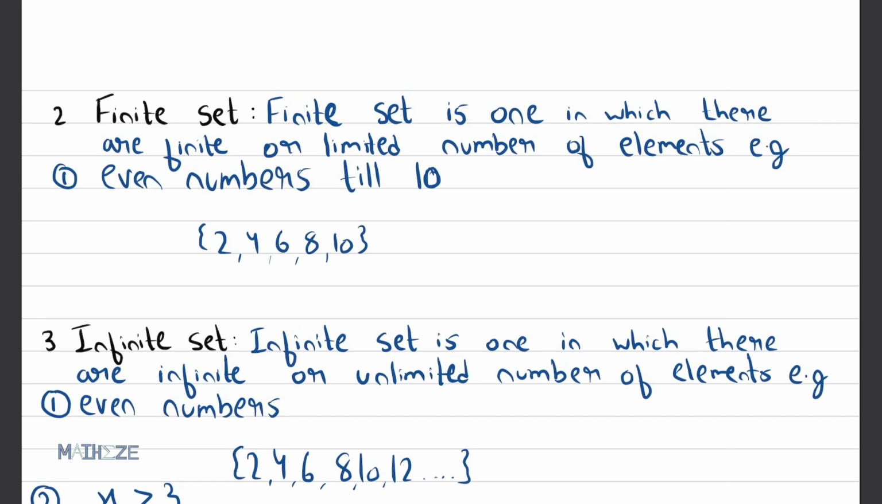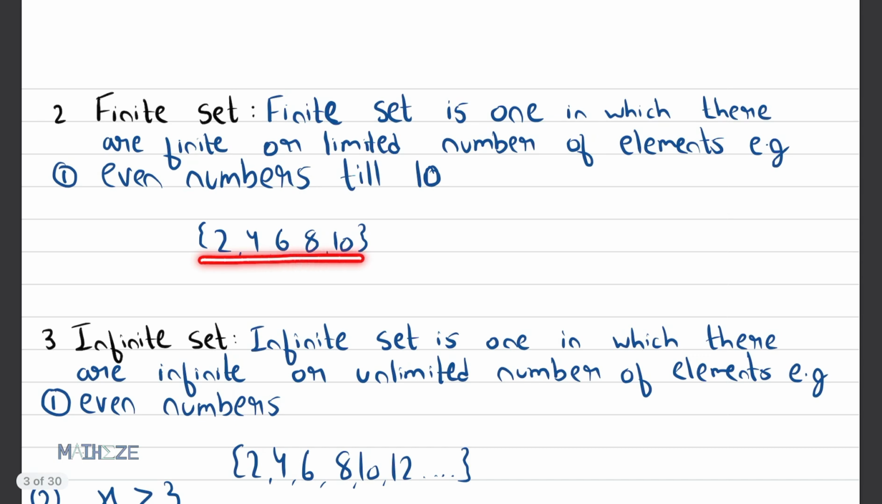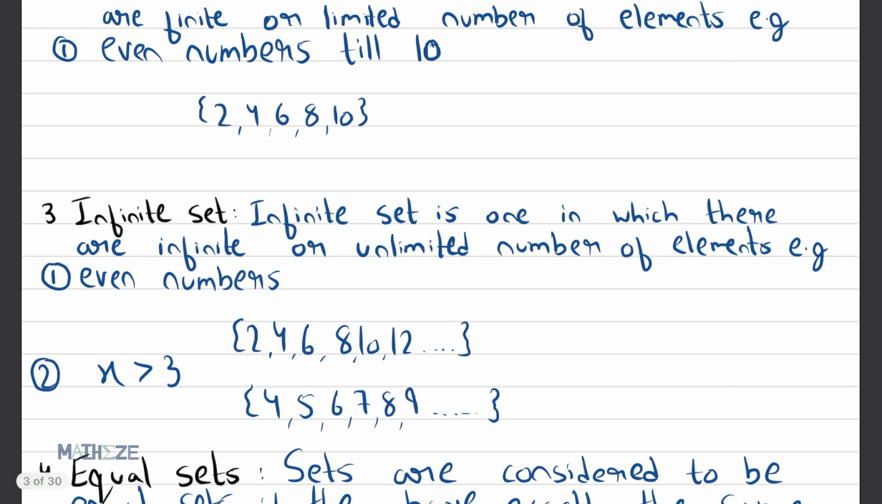Guys, what are finite sets? In which I know the lower and upper limit. Let's say even numbers till 10. So you start from 2 and you go on till 10. But if it says even numbers only, that means it's going to start from 2 and goes on till infinity. Or it says x greater than 3. That means it's going to start from 4 and goes on till infinity. Infinite sets are those sets in which either upper limit or the lower limit is missing, and it has unlimited number of elements.